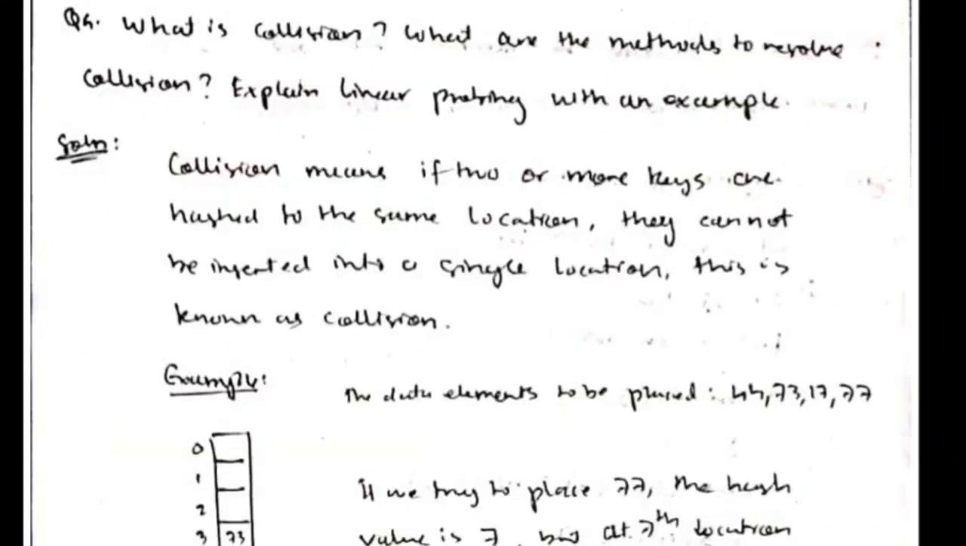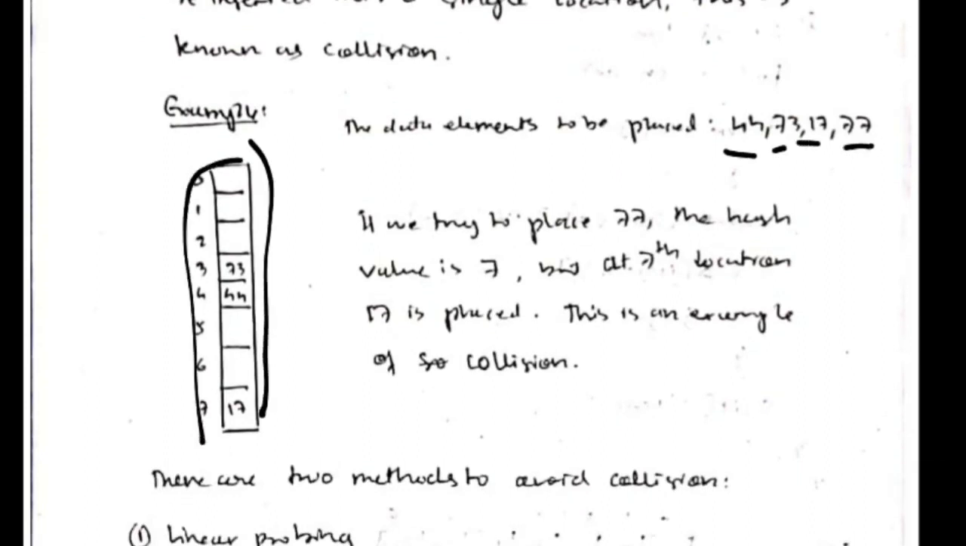This is also a very important question. In this question we have been given what is collision. Collision means suppose that we are arranging the elements 44, 73, 17 and 77 in this array. So to arrange it, the last digit is seen, meaning 44 will be arranged in the 4th position and 73 will be arranged in the 3rd position. Like that 17 and 77 both have the same position, which is 7. So that is known as collision.